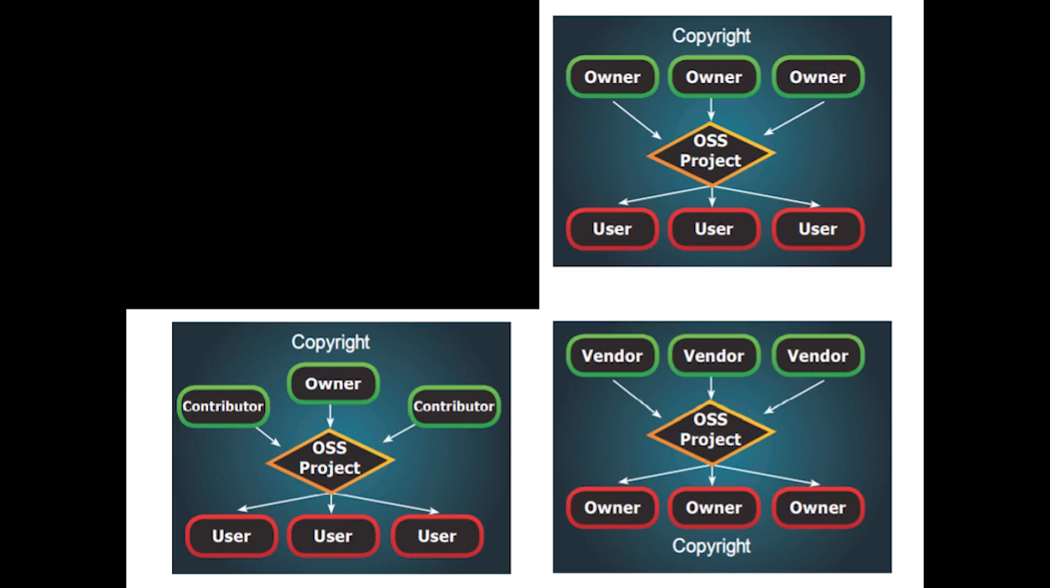And if you see the next block, the owner will have the copyright, and again the same thing, owners will be having the copyrights for that. Here the contributor is not there, and the owners will have it, and the OSS project will be given to the user, right? And in the next block, vendors will be giving the OSS projects to the owner, and who will have the copyright? If the vendor is giving the open source software project to the owner, only the owner will have the copyright, right?